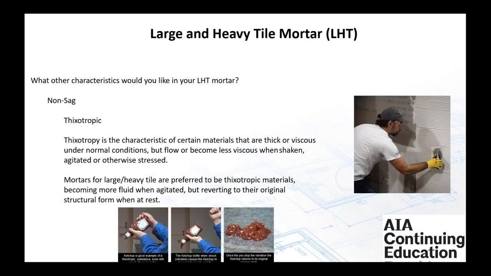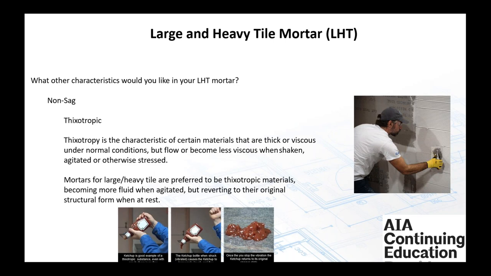What other characteristics would you like in an LHT mortar? How about non-sag? Certainly. So these are thixotropic mortars, given them the T designation commonly. Thixotropic is where you put down a good bedding of mortar. It holds its ridges. You set a large format tile into it, move it back and forth, and the material becomes more fluid and increases the coverage underneath that tile.